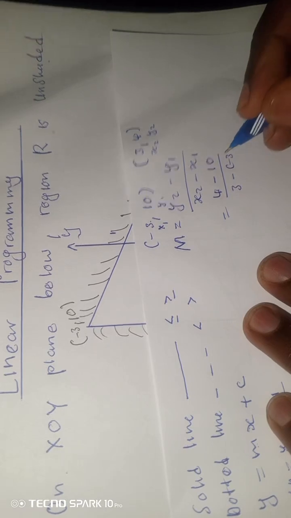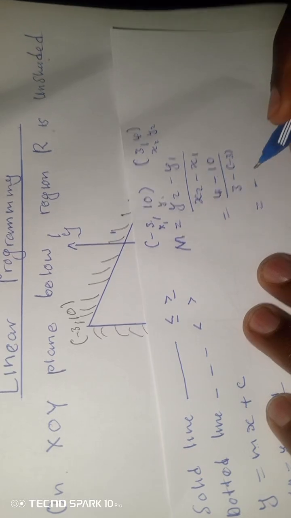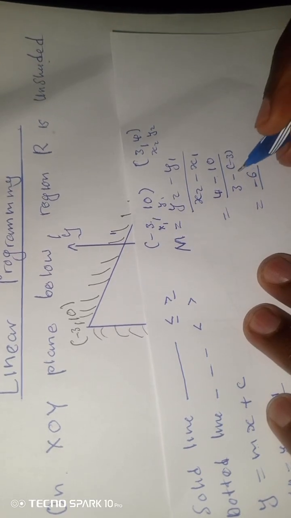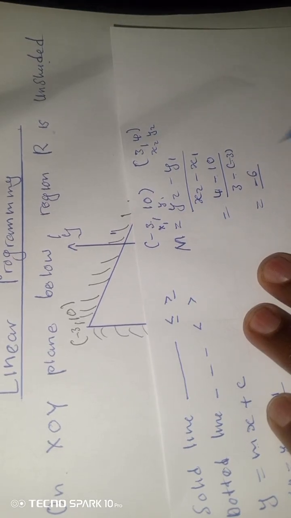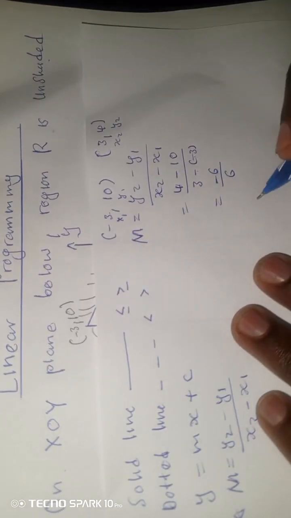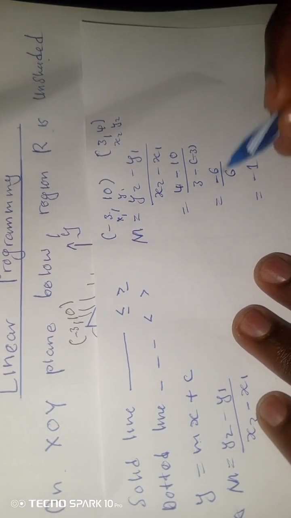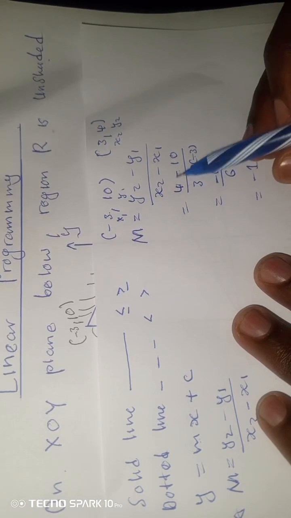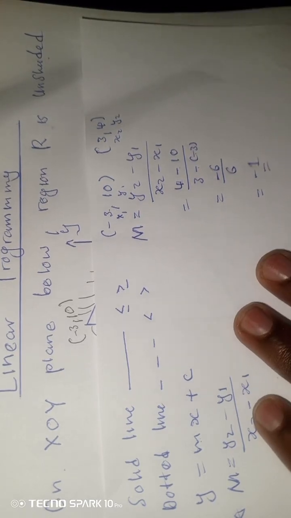negative 3. Then from here, 4 minus 10 will give me negative 6, over here, negative times negative will be positive, so it will be plus here. So 3 plus 3 will give me 6. So here my gradient will be negative 1. The reason we got negative 6 here is that we subtract and take the sign of the bigger number. So this is my gradient.